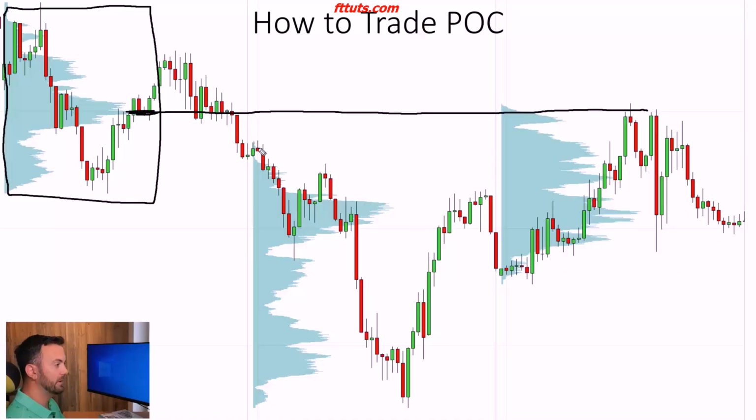And what you do is you wait for the price to move away from that point of control. In this case, it goes downwards. That means sellers are in control. So it was sellers who were active in here.